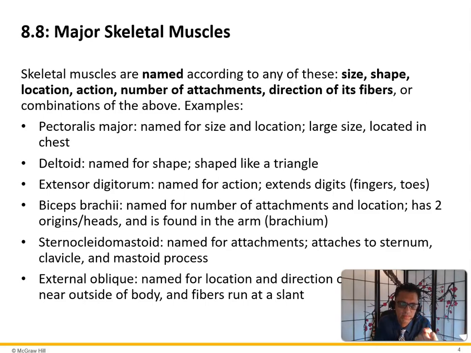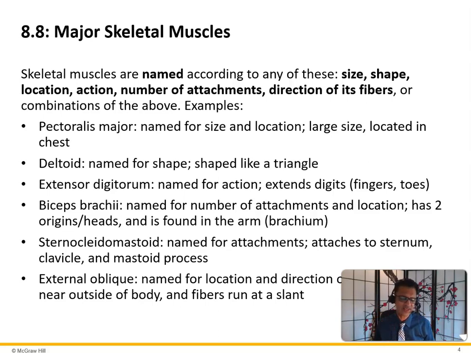So let's talk about number one. Pectoralis major. If you just look at the word major, you know that that's big, right? Pectoralis, you're like, okay, pecs. So big muscle in the pecs. There you go. Deltoid, named for the shape, it's like triangular. Extensor digitorum. Okay, extension you learned in the last module, extension is this way. Digitorum is these digits. So it's a muscle that's going to extend these digits. You see, it actually makes sense.